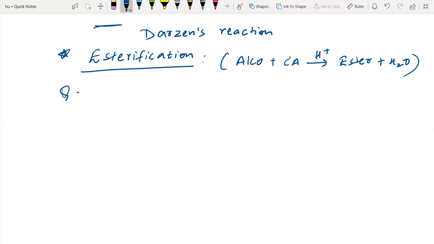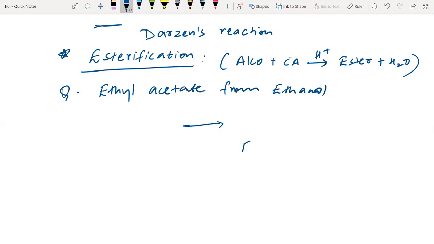How will you obtain ethyl acetate from ethanol? Suppose this question is there. So we can put an arrow here. We want ethyl acetate. The very difficult part is to write the structure of ethyl acetate. Most of the students I have seen find it very difficult to write.